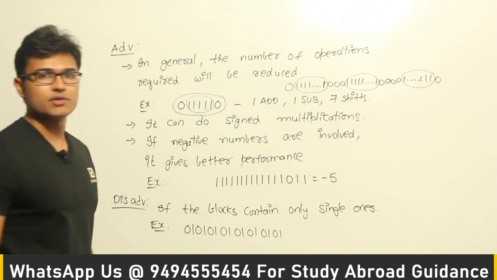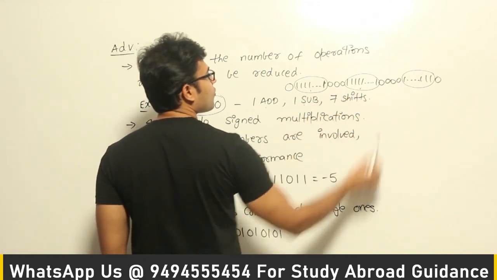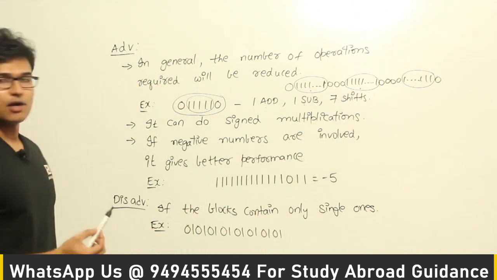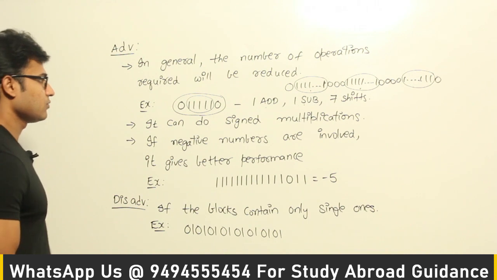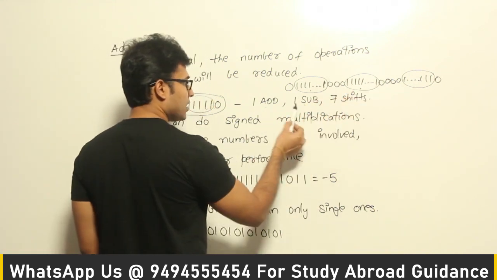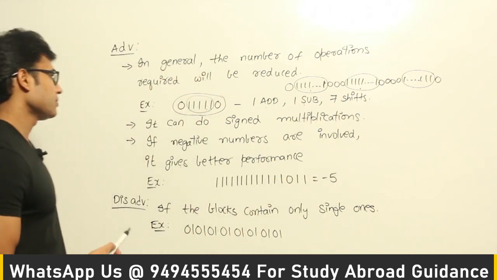That number of shifts we cannot improve, but given a block, for the entire block the number of operations required will be one addition and one subtraction. If we have 3 such blocks in one number, then the number of additions will be 3 and the number of subtractions will be 3, but the number of shifts depends on the number of bits in the multiplier.